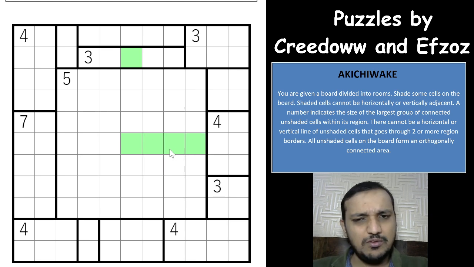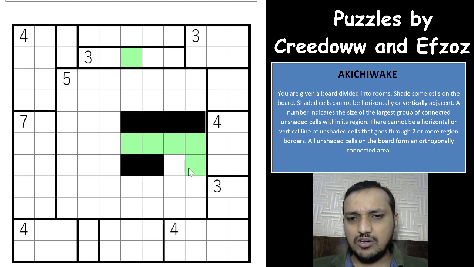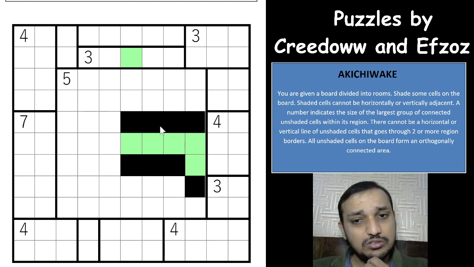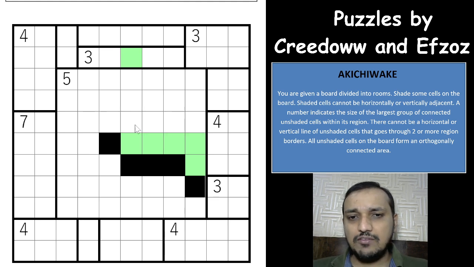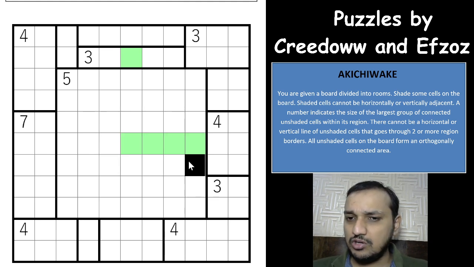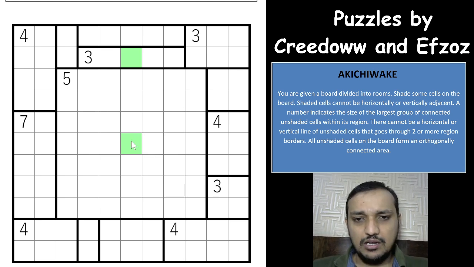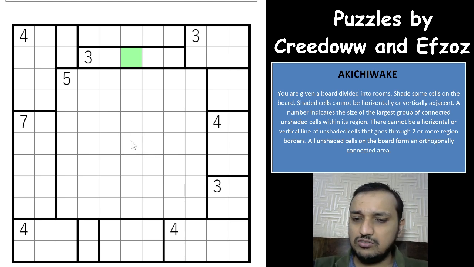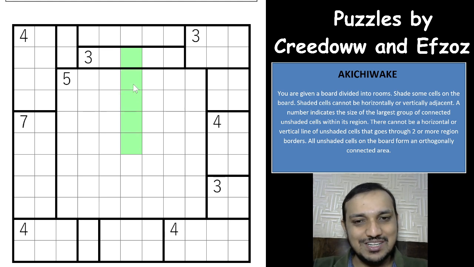If it comes out, you have to mark all these as shaded and just one unshaded to have the group as 5. But whatever be the case, you are having two shaded cells orthogonally adjacent to each other, which is again against the rules. So you cannot have two shaded cells orthogonally adjacent to each other. Whatever be the case, if you take this unshaded cell out, I'm sorry, I'm just getting confused with shaded and unshaded.